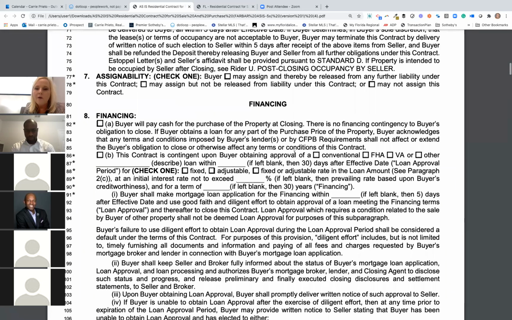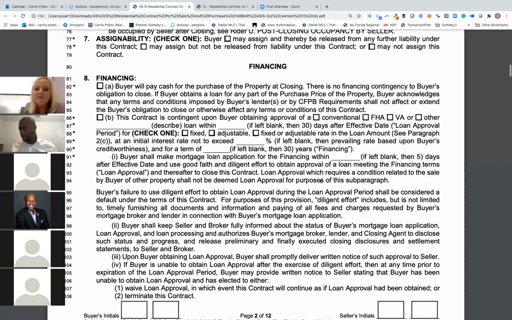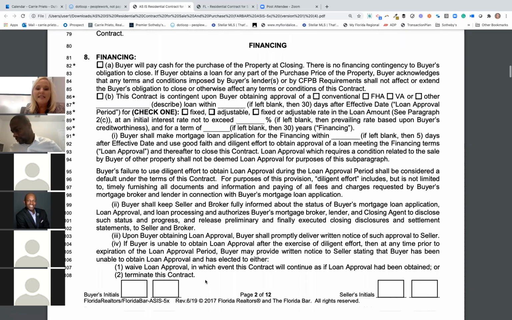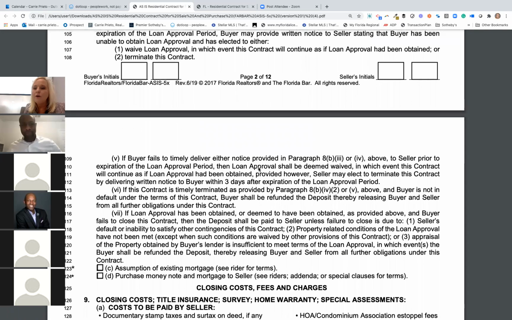Here we are. Now, we understand, this is very important, and I've seen this happen more frequently than I'd like to tell you. It states very, very important here on line 103, upon buyer obtaining loan approval, buyer shall promptly deliver written notice to the seller. Are we always, when we have the buyer writing or putting in a text or an email that the buyer has been approved? Because if you're not, guess what can happen? The seller may have the opportunity, if the buyer fails to timely deliver notice to the seller before the expiration of the loan approval period, the loan approval shall be deemed waived.